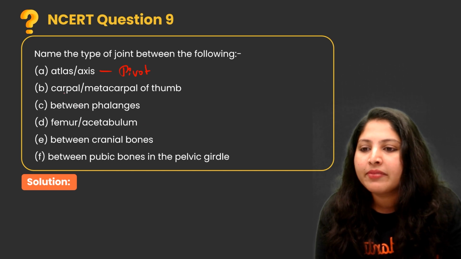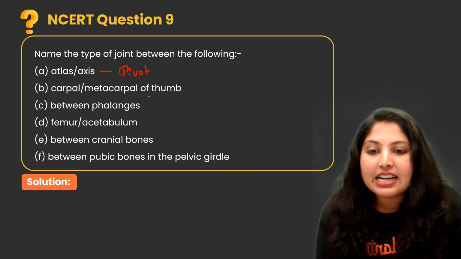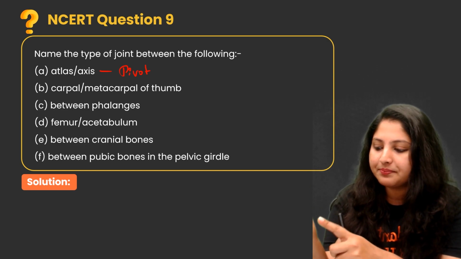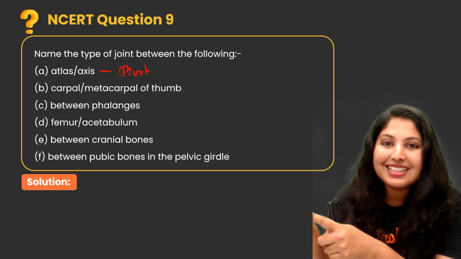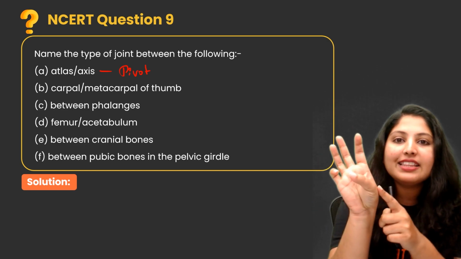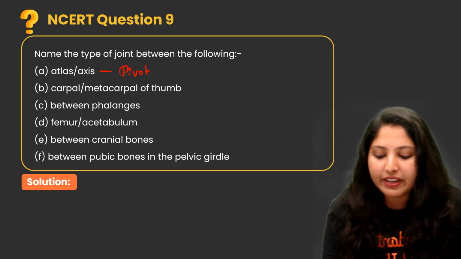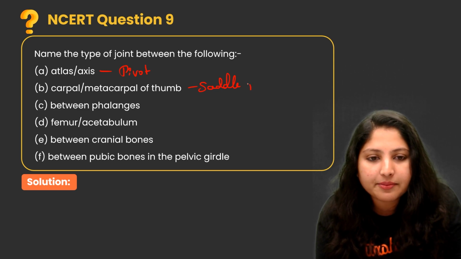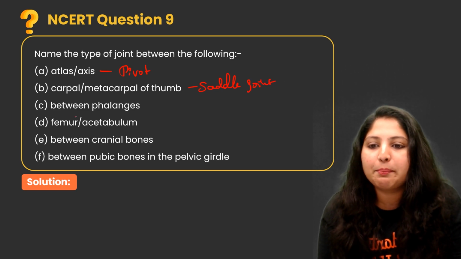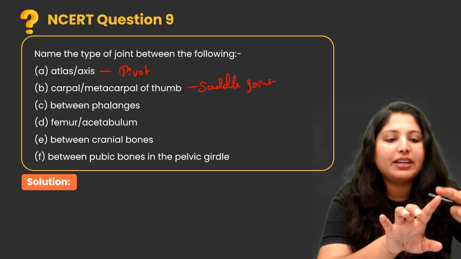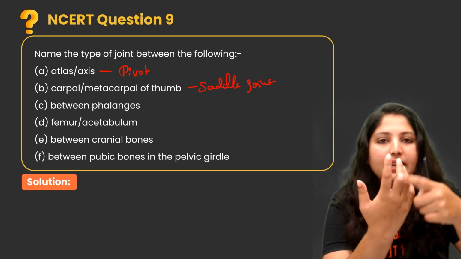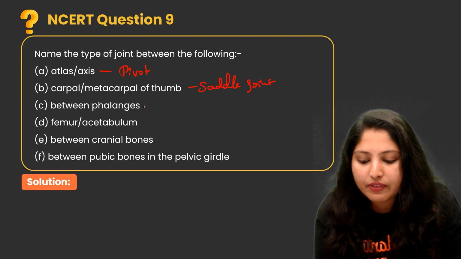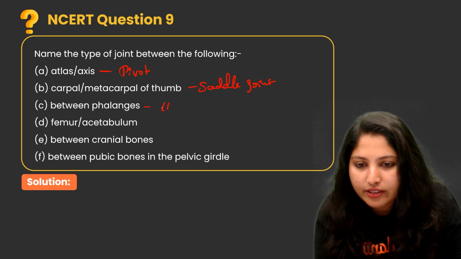Okay, next one, carpal and metacarpals of thumb. So this is the carpal and this is the metacarpal. Between these two we can find a saddle joint. Okay, next, between phalanges, that means digits. Between the digits we can find hinge joints.